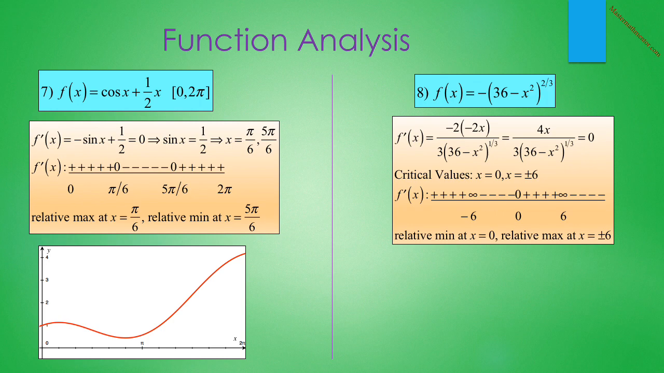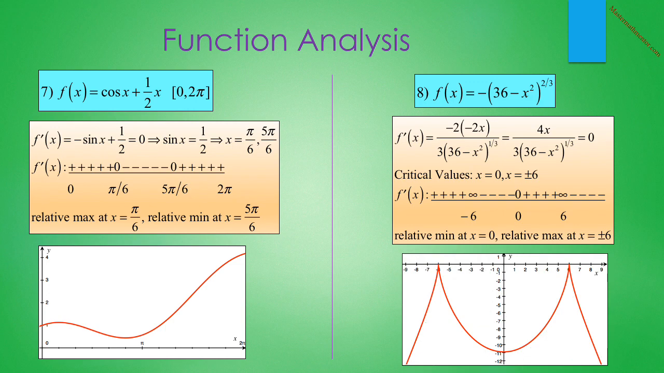In our sign charts, at x equal to plus or minus 6, we get the derivative is infinite, and at x equal to 0, the derivative is 0. Testing numbers, we find that our sign chart alternates plus, minus, leaving us with a relative minimum at x equal to 0 and relative maximum at x equal to plus or minus 6.